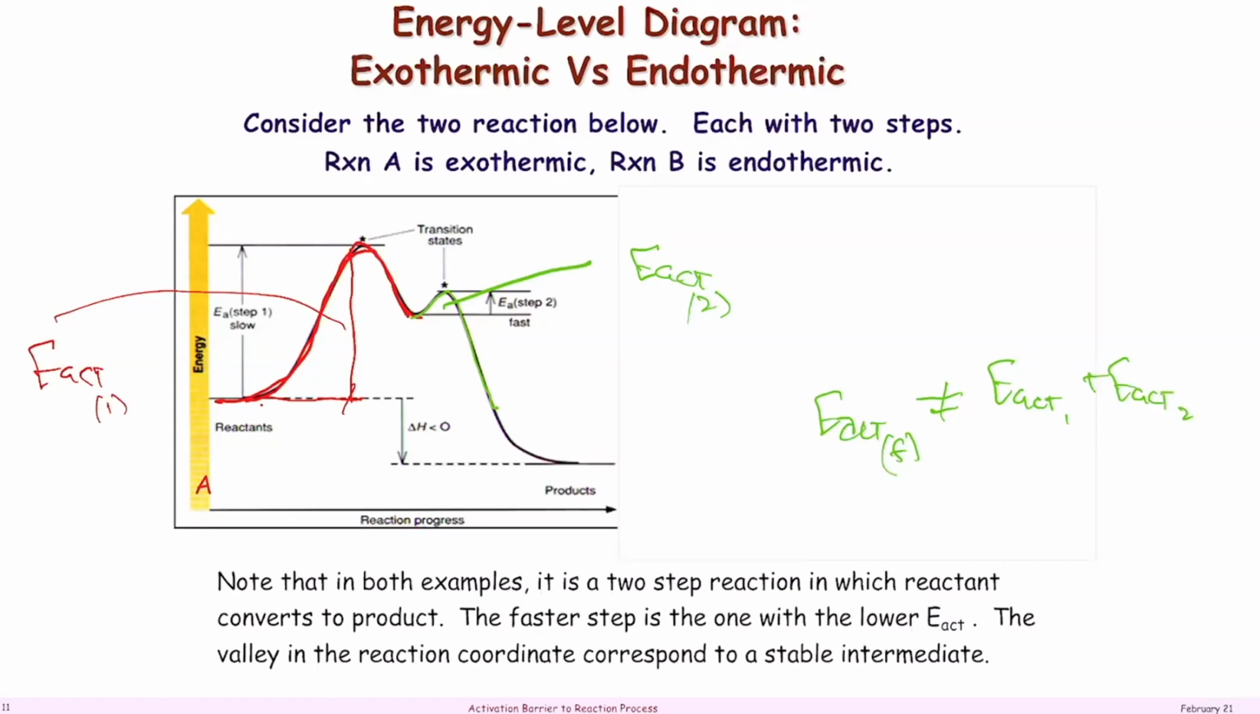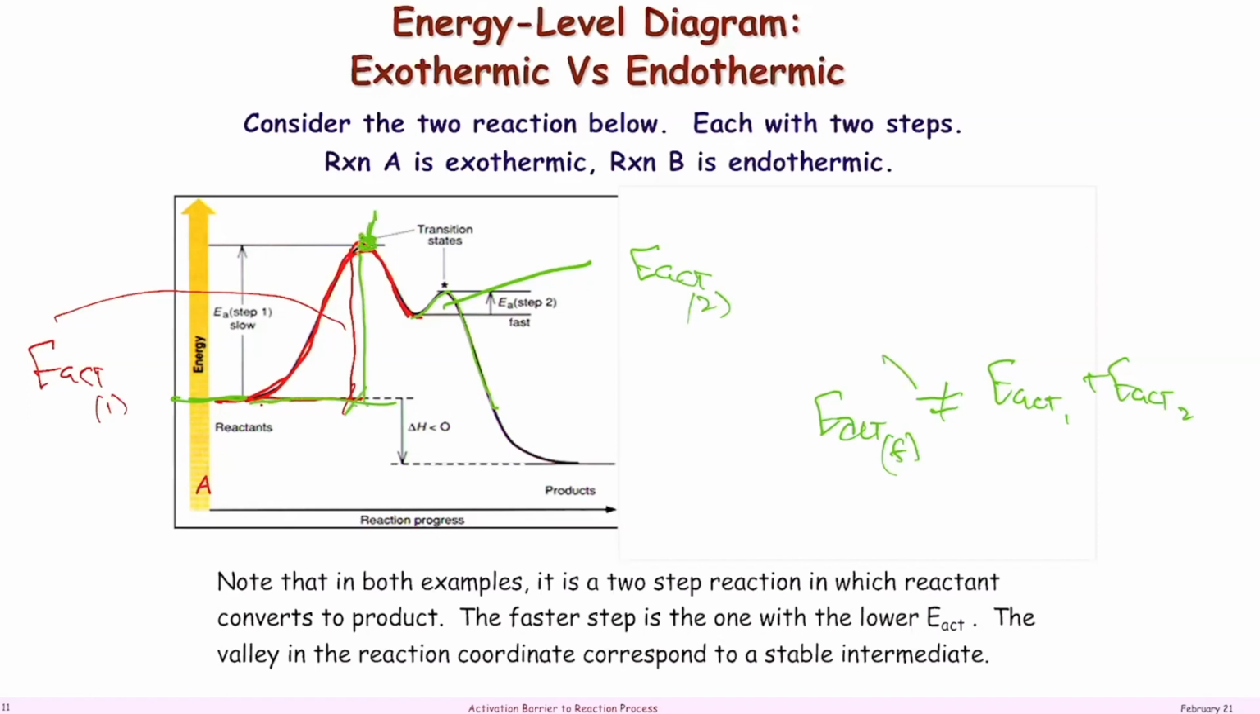Activation energies are not additive, okay? E-act forward is the minimum energy the reactant needs to climb the highest hill. The highest hill is right here. The highest energy is right there. So what is that energy?